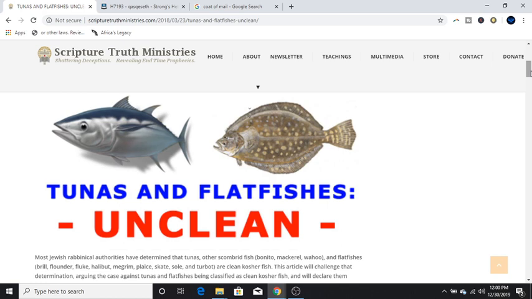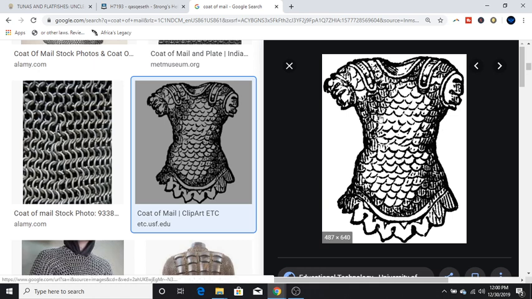So I found the article. In regards to Deuteronomy 14 and what we find in Leviticus about the aquatic life that's clean for us to eat, when you go into that Hebrew word that says scales, it references a coat of mail. A coat of mail covers the whole body. This is how a clean fish that you can eat is supposed to look. Tuna doesn't look like this. Yes, tuna does have scales, but the body of the tuna is not covered in scales, right?